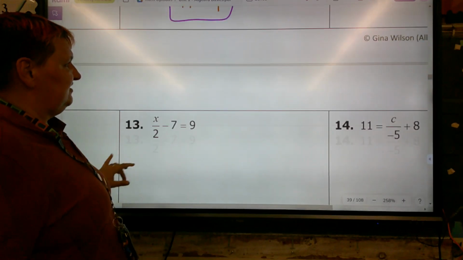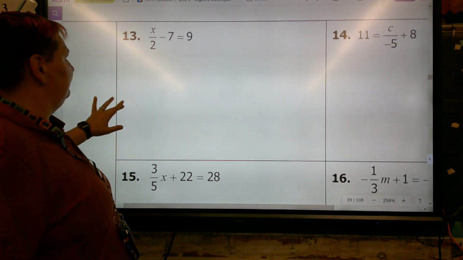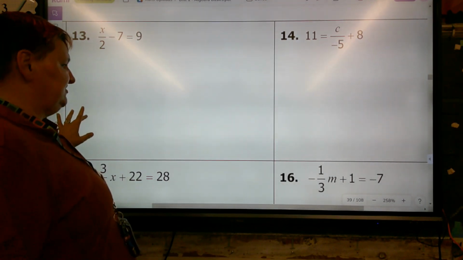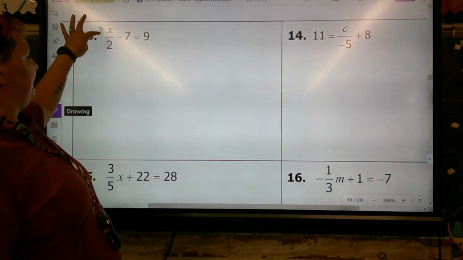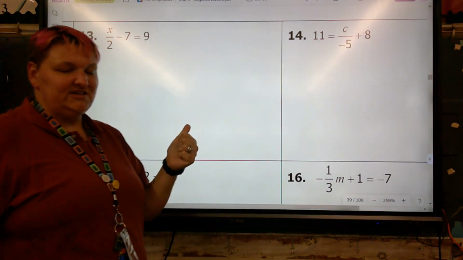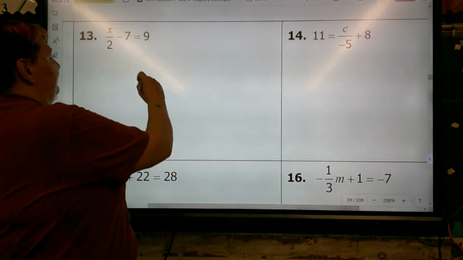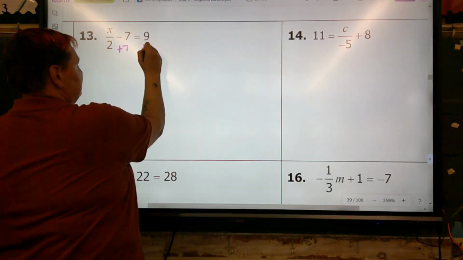All right, let's do a couple more. A couple with fractions, just to get you in the right frame of mind. All right, x divided by 2 minus 7 equals 9. Remember, get rid of the constant, then the coefficient. This is your constant. It's negative 7, so we're going to add 7 to both sides.